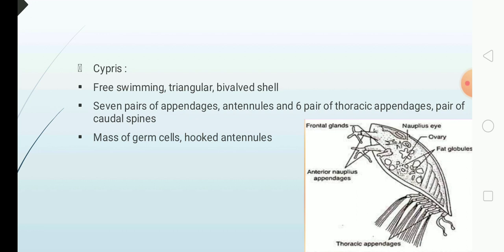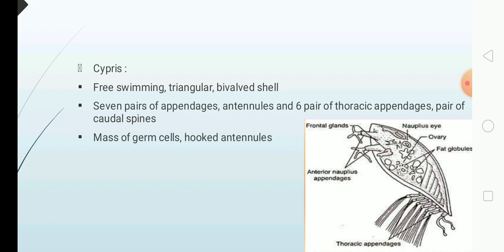So what is the function of these germ cells? These germ cells will give rise to the further developmental larva. After a short free-swimming life, this cypris larva is attached to the crab. And what happens when it is attached to the crab? It attaches to the crab by the help of the hook which is present on the antennules.